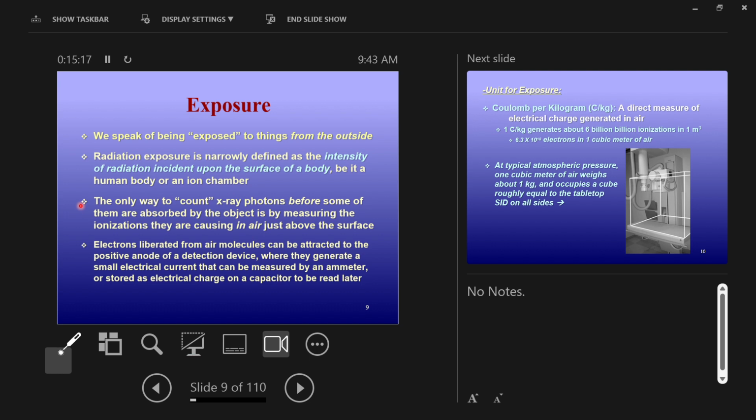You can't count the number of photons that are in the air in the X-ray beam. All you can do is make an X-ray beam and count the amount of electric charge created in the air when the X-ray beam passes through it. That's what you can do, okay? You can put a detecting device in the way of the X-ray beam and have that detecting device get ionized when the X-ray beam interacts with it.